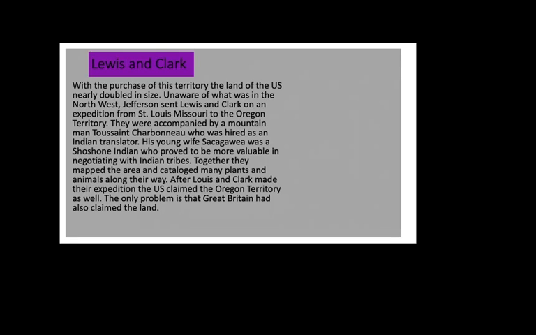Yet he had a young wife. Her name was Sacagawea. She was a Native American of the Shoshone tribe. Okay, she proved to be more valuable in negotiating with Indian tribes than Toussaint was. Okay, together they mapped the area and cataloged many plants and animals along their way. Okay, after Lewis and Clark made their expedition, the U.S. claimed the Oregon Territory as well. The only problem with this is that Great Britain also had claimed the area of Oregon. Okay, so Oregon, Washington, up in that region. All right.